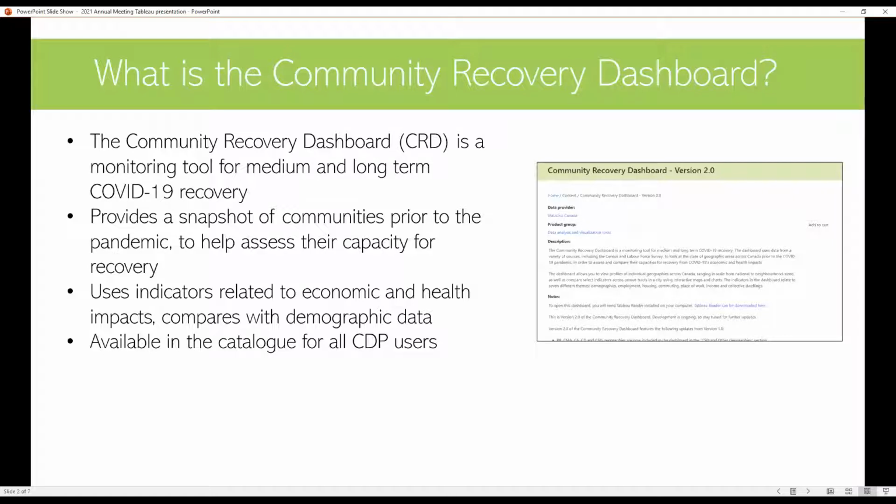We've chosen to present this dashboard in Tableau because it allows us to do the heavy lifting, or the work of data prep, which can be quite time consuming, and then provide data to our users in a format that's already clean and presentable and hopefully easy to use, especially for those without the technical knowledge to get the data they need out of a lot of the raw data sets from our catalog. The Community Recovery Dashboard is available in the CDP catalog for all users, and all that you need to use it is the free Tableau Reader software.